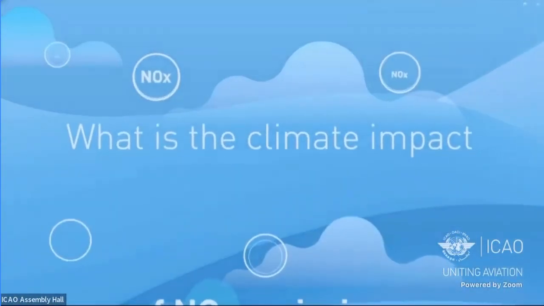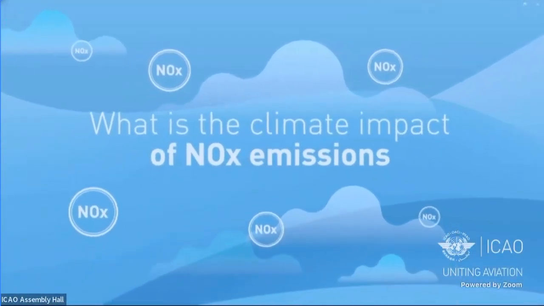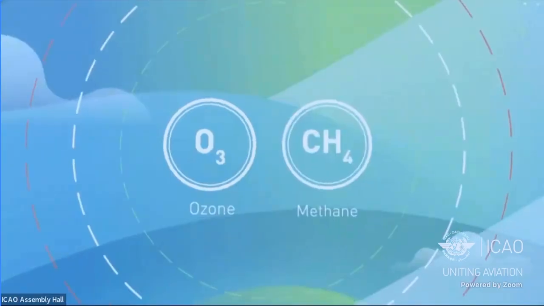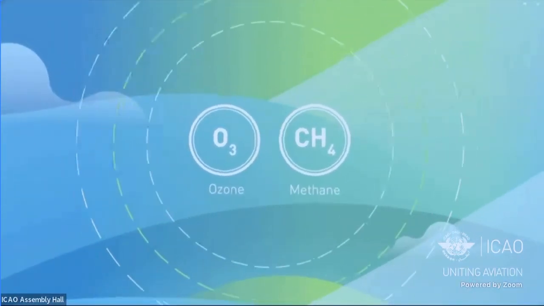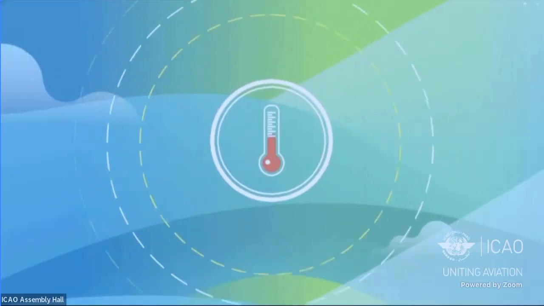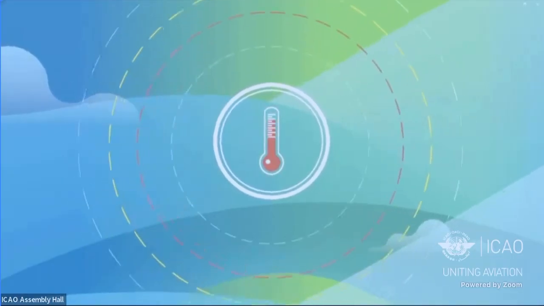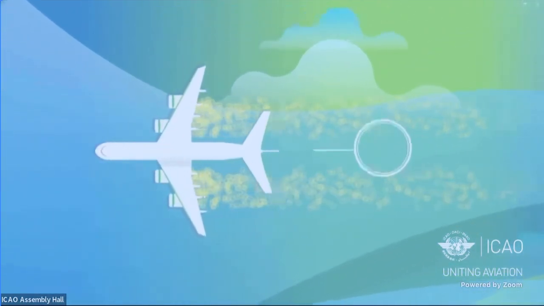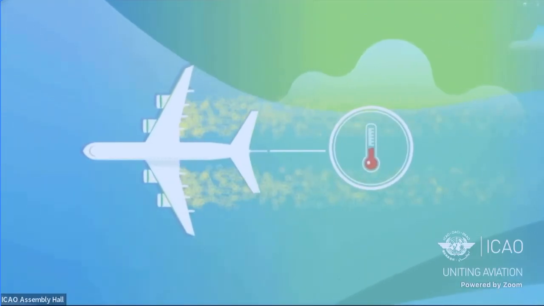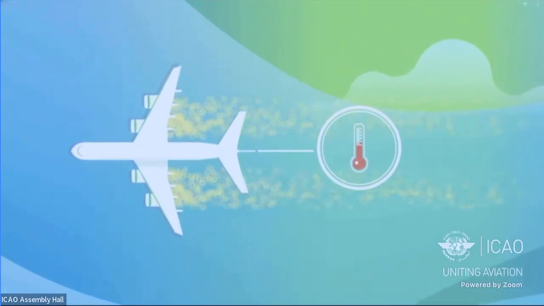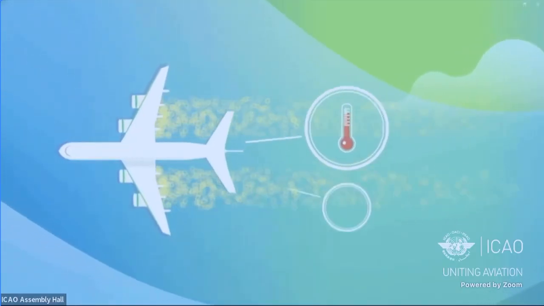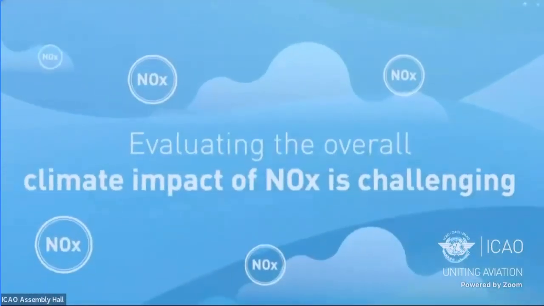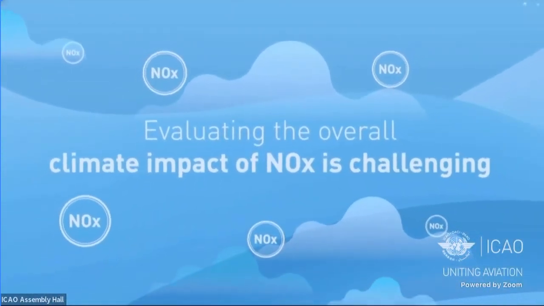What is the climate impact of NOx emissions? NOx emissions impact the concentrations of other greenhouse gases, such as ozone and methane. Although there is significant uncertainty, NOx emissions are likely to contribute to a net warming of climate. Increased ozone at cruise altitudes likely leads to a positive forcing, or warming, while other chemical reactions related to increased NOx may cause a negative radiative forcing, or cooling. This complexity makes it challenging to evaluate the overall climate impact of NOx.